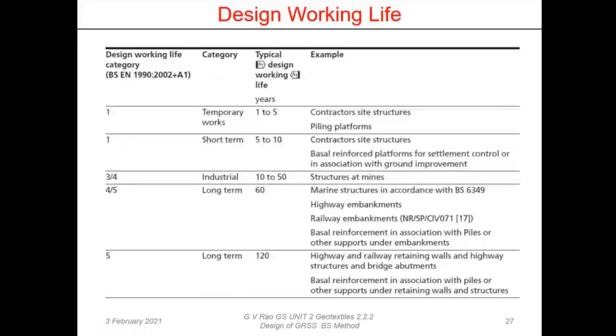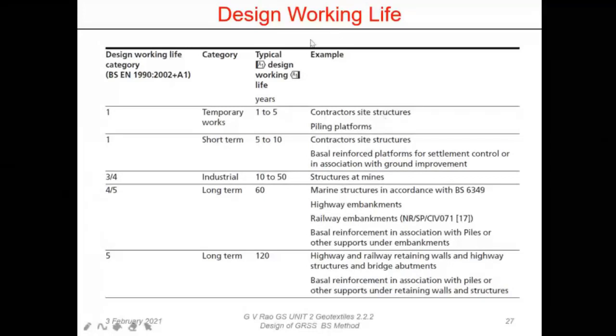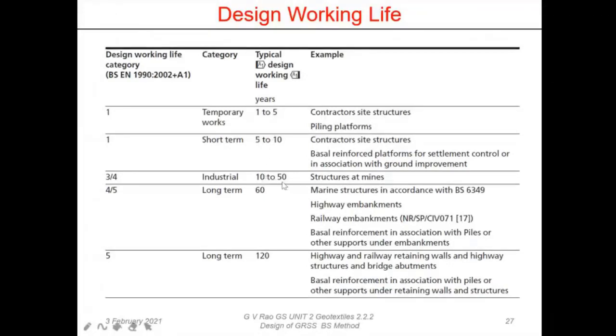The code has given you already that for temporary works, the design life is 1 to 5 years. For short-term structures, 5 to 10 years. Industrial structures, 10 to 50. For long-term structures like highways, highway retaining structures are 120 years. So we are designing for 120 years, which means what?